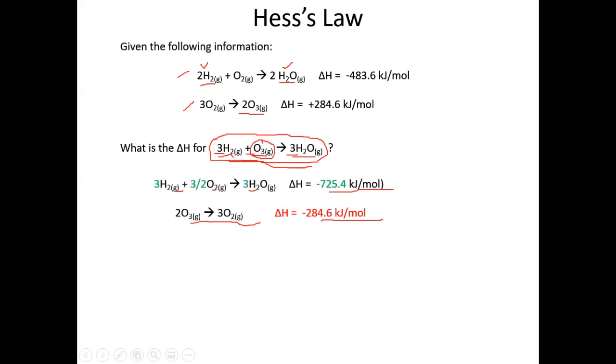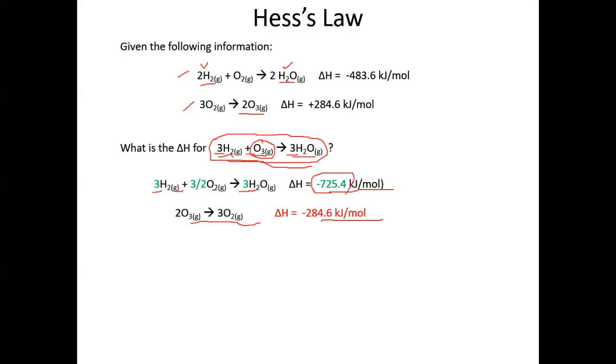So when we do that, now you'll notice that 3 is the coefficient of H2, 3 is the coefficient of H2O, and we have a new delta H here as well. But don't worry about the 3/2 O2. If you do it correctly, these will cancel each other out.